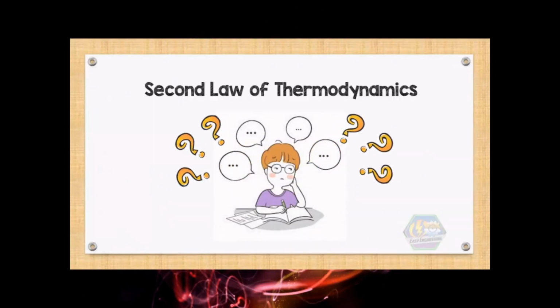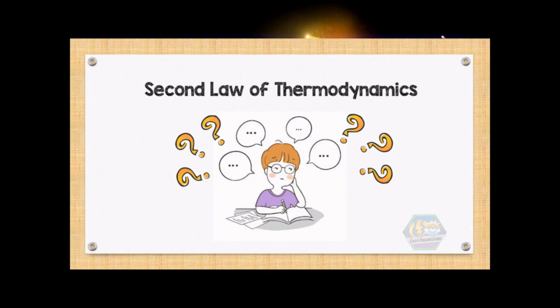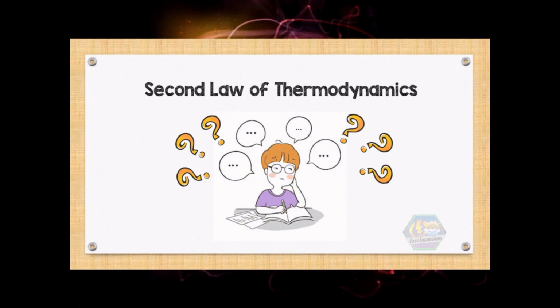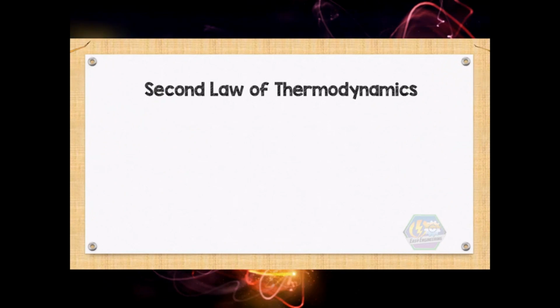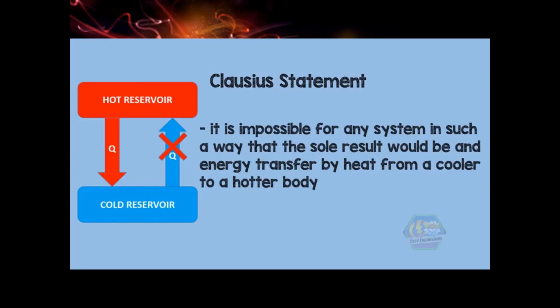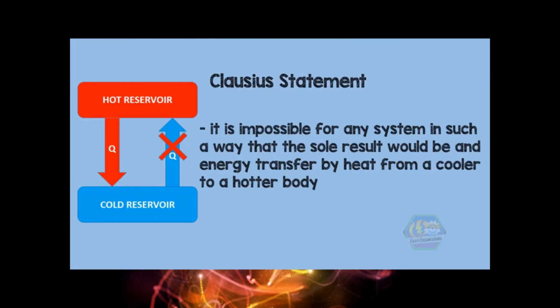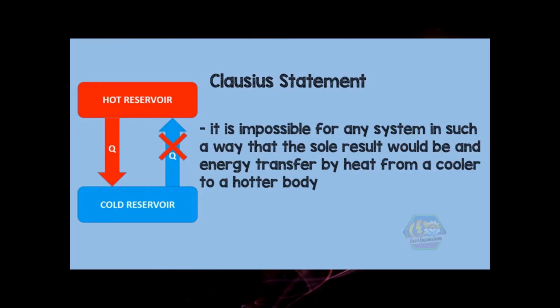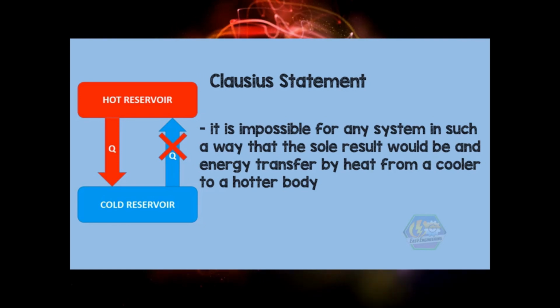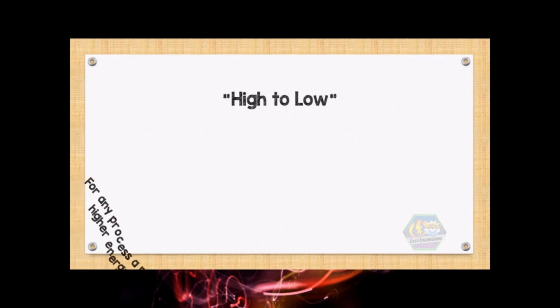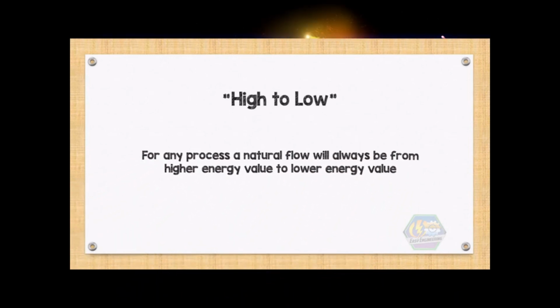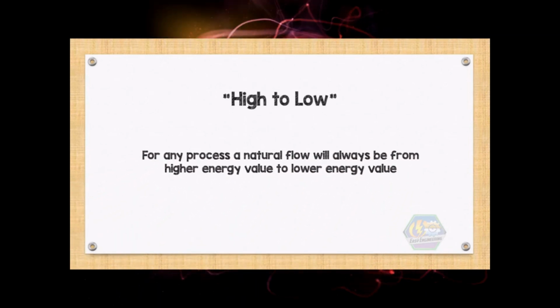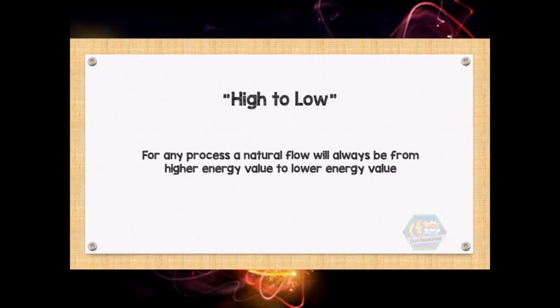There are three ways by which the second law may be stated. Let's make this law as simple as possible. The first statement is called Clausius statement. It simply states that heat flows naturally from hot objects to cold objects, never the reverse. Or simply remember, from high to low. For any process, a natural flow will always be from higher energy value to lower energy value.